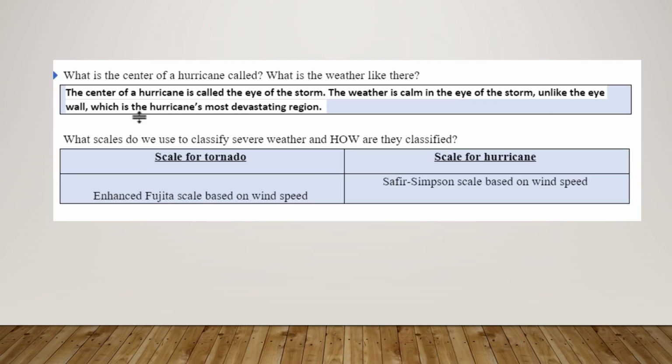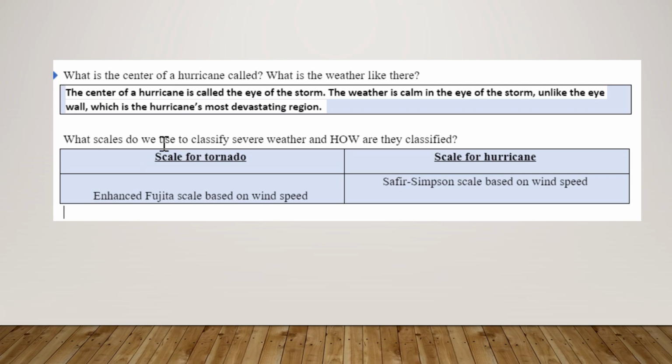All right, and finally, what's the center of the hurricane called and what is its weather like? So the center of our hurricane is called the eye of the storm. That's where we're going to have the calm. Unlike the eye wall, which is the most devastating or the worst part.